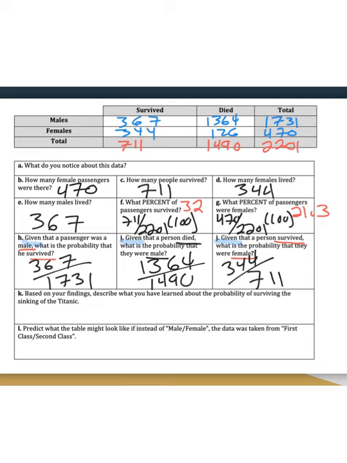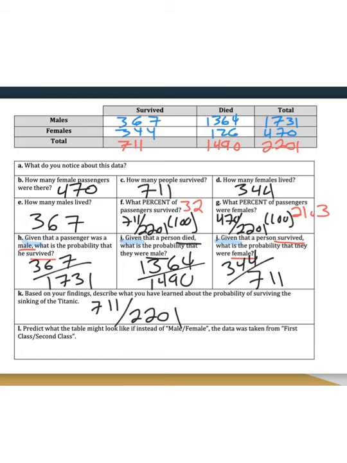K says, based on your findings, describe what you have learned about the probability of surviving the sinking of the Titanic. Well, in general, if you were an individual on the Titanic, you probably weren't going to survive. We can see again that 1,490 of the total 2,201 actually did not survive. So the actual chance of surviving is 711 out of 2,201, which is not very good. That's less than half.